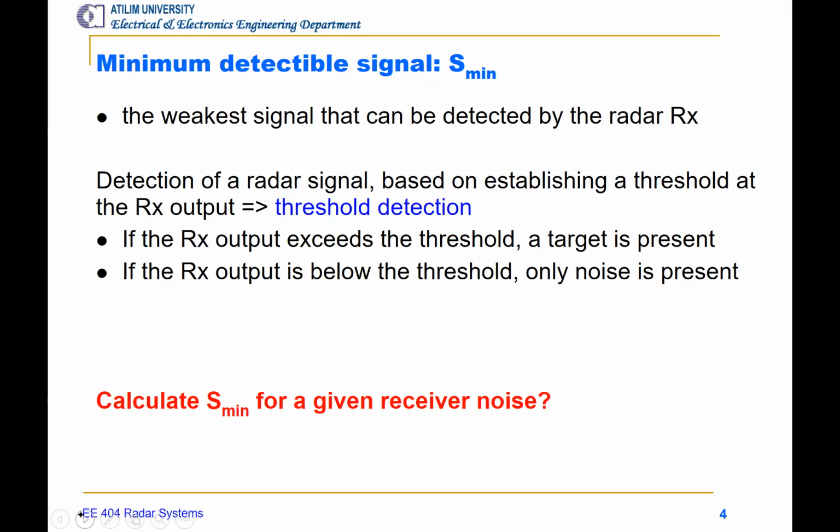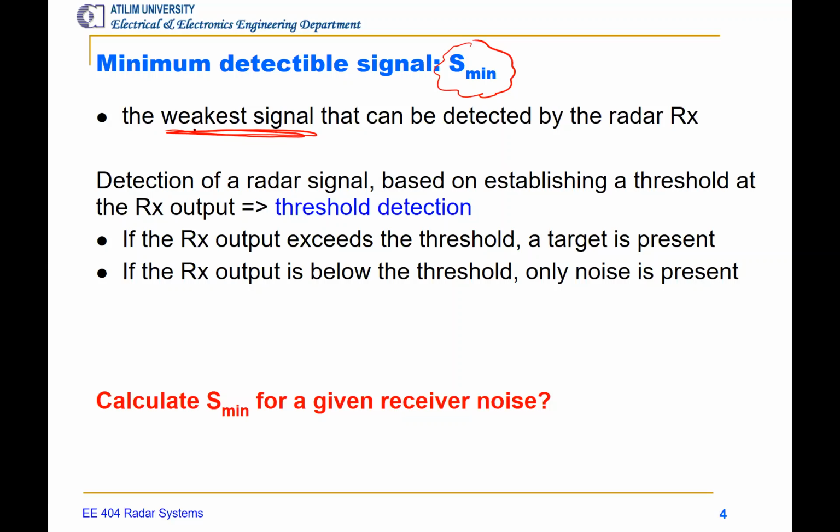Okay, let's see the minimum detectable signal, S min. It's simply the weakest signal, the smallest powered signal that we can detect by the radar receiver. Okay, so it's about the design of the receiver. Not only the other parameters, but the design of the receiver.